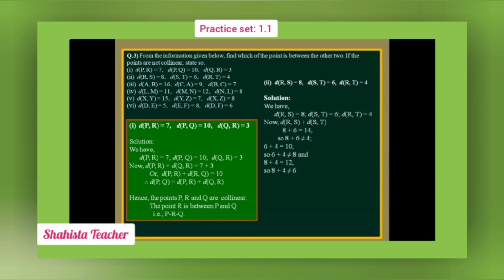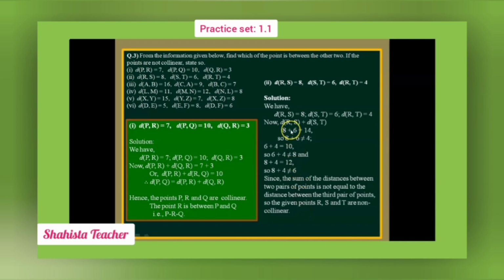Since the sum of the distance between two pairs of points is not equal to the distance between the third pair of points, the given points R, S and T are not collinear. So here we will write: since the sum of the distance between two pairs of points is not equal to the distance between the third pair of points, the given points R, S and T are not collinear.